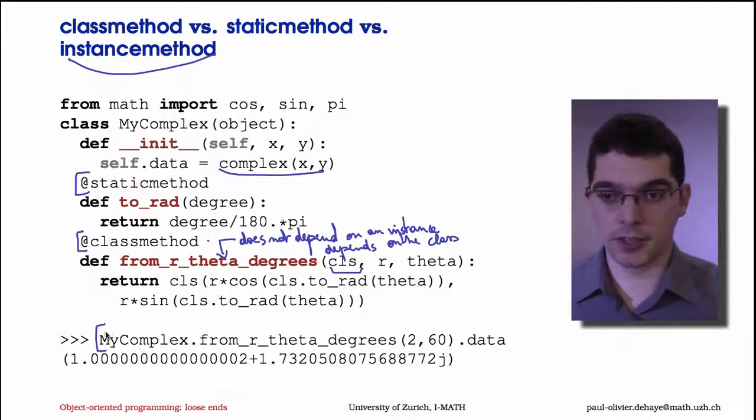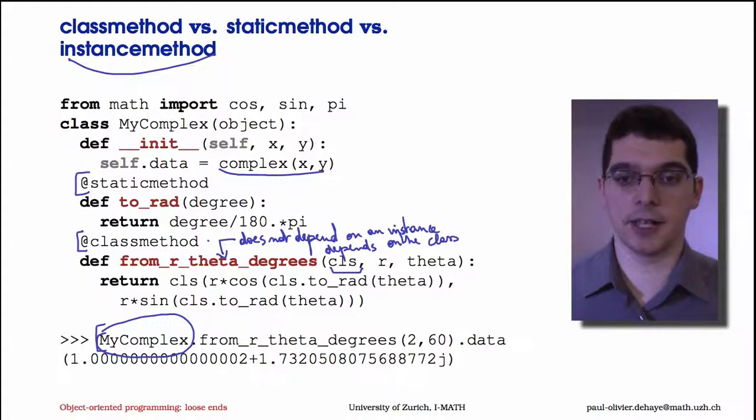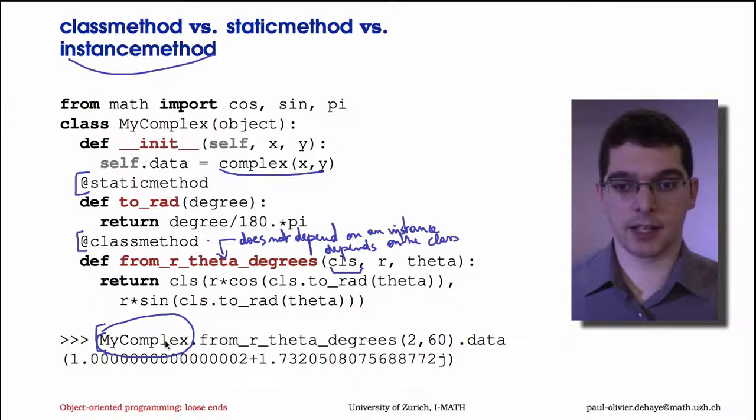Okay, so the point is that this is a class method because what you have here is the class, not an instance of the class. Okay, and you shouldn't have an instance of the class because you want to define a new instance. You don't yet have an instance. Okay, so that's why it's a class method.